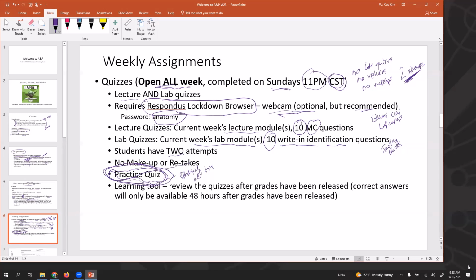Then the quizzes are meant to be a learning tool. You want to make sure that you always go back and see what questions you got wrong and what questions you got right. If you got it wrong, write down the topic, and then that's the topic that you need to review again.